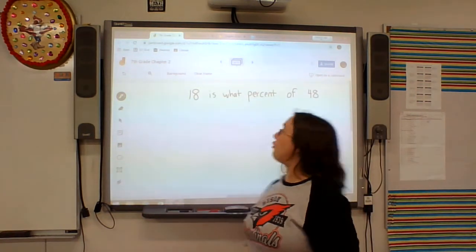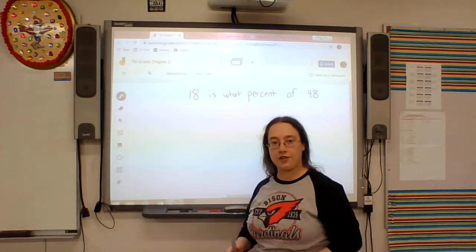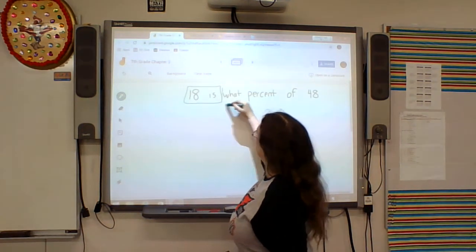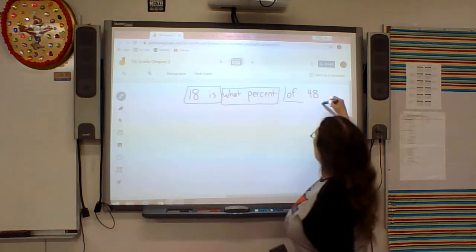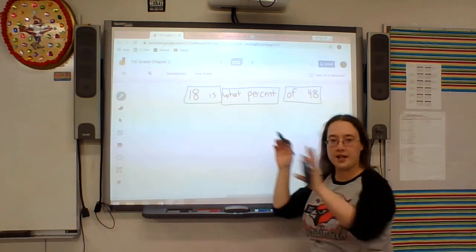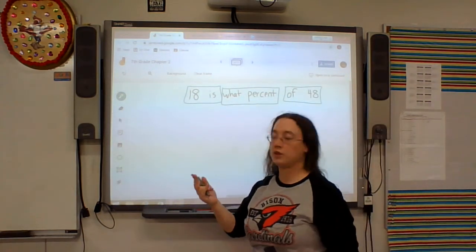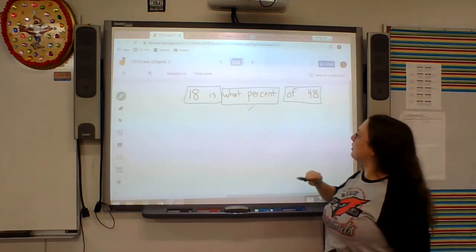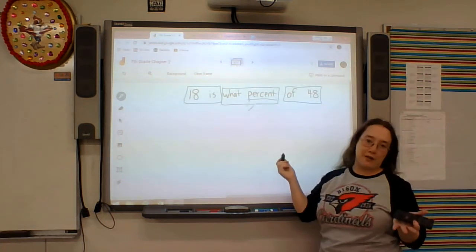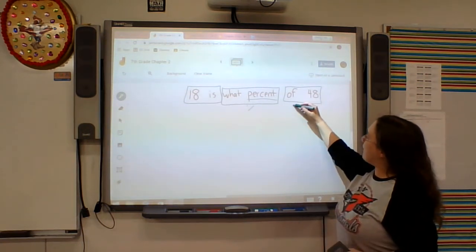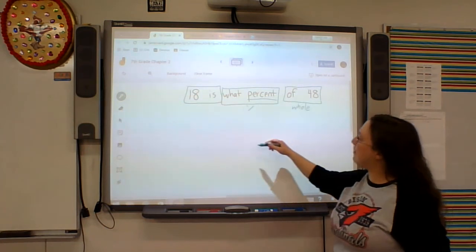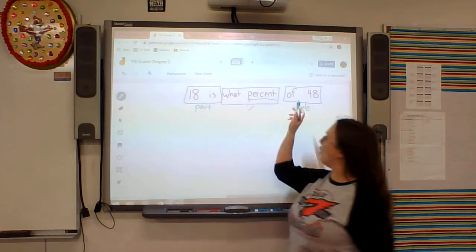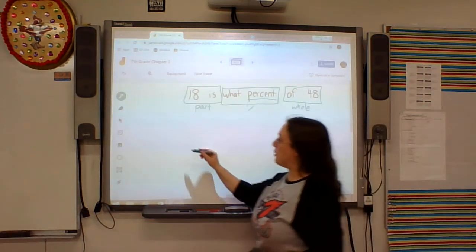Okay, we got 18 is what percent of 48? So we're also going to be splitting this up into three different things. You got your part, your percent, and your whole. This time we're looking for our percent, because we got "percent" there. That one's a good boy. And "of 48" makes this your whole, which means this one's our part. So "is" is your part, "of" is your whole. Cool. Now we're going to put it in our fractions.